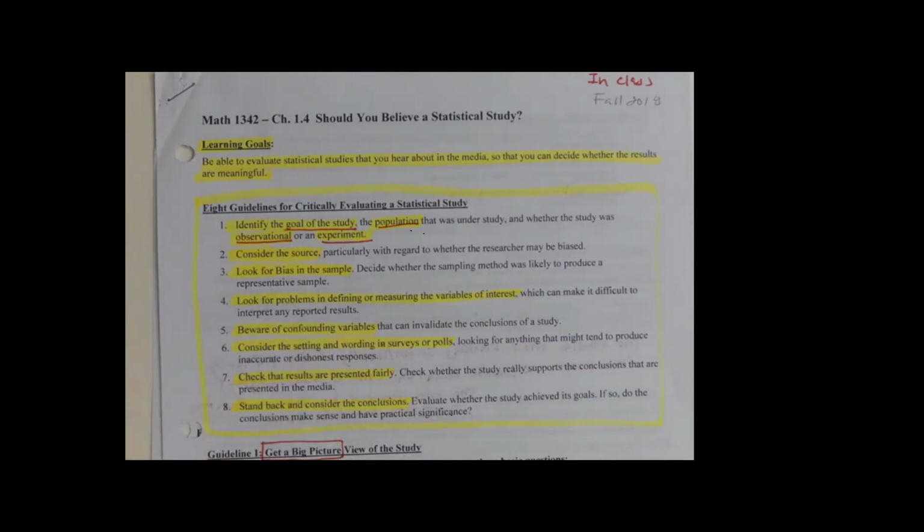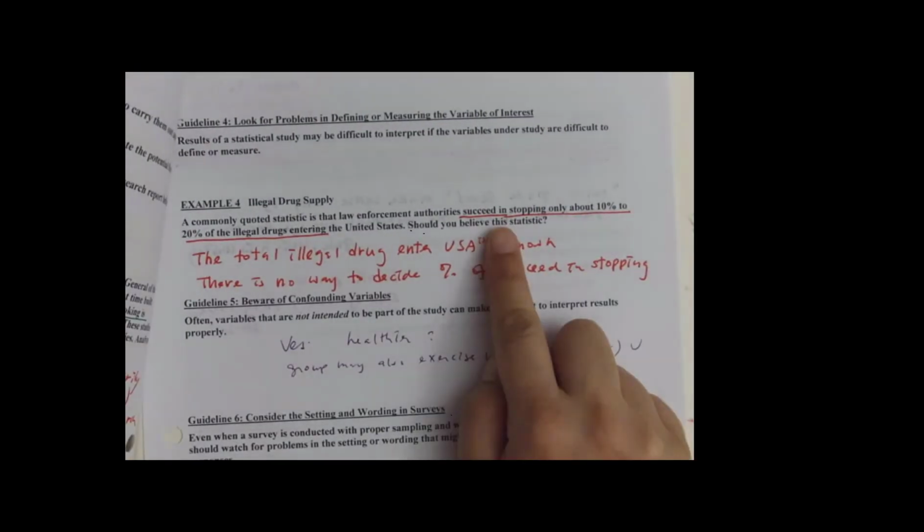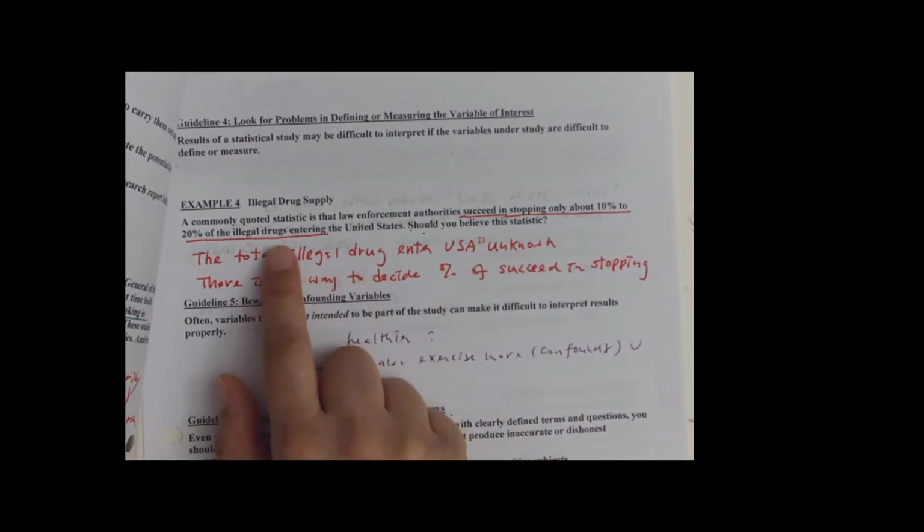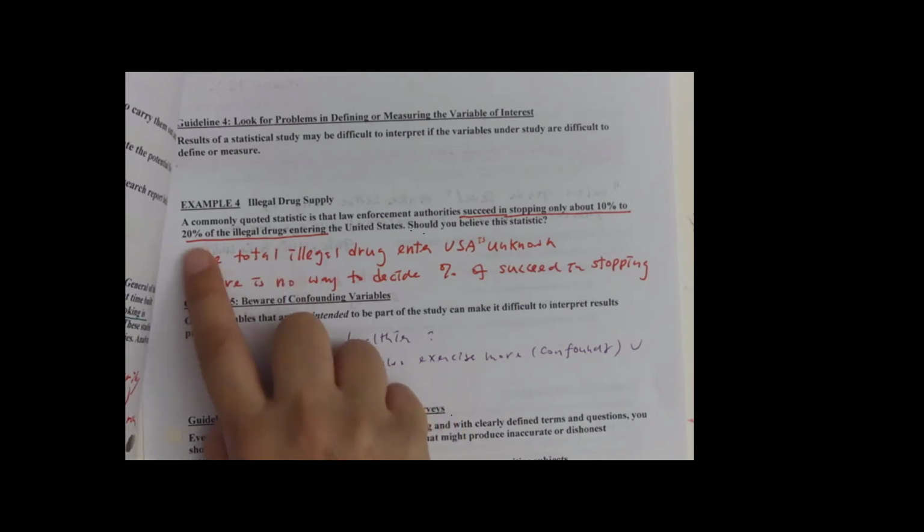In the textbook, they give you that example where they think they are successfully stopping only about 10% to 20% of illegal drugs entering the US. That is something difficult to measure because we don't know the total of it. So to say you stop 10 to 20% is meaningless.